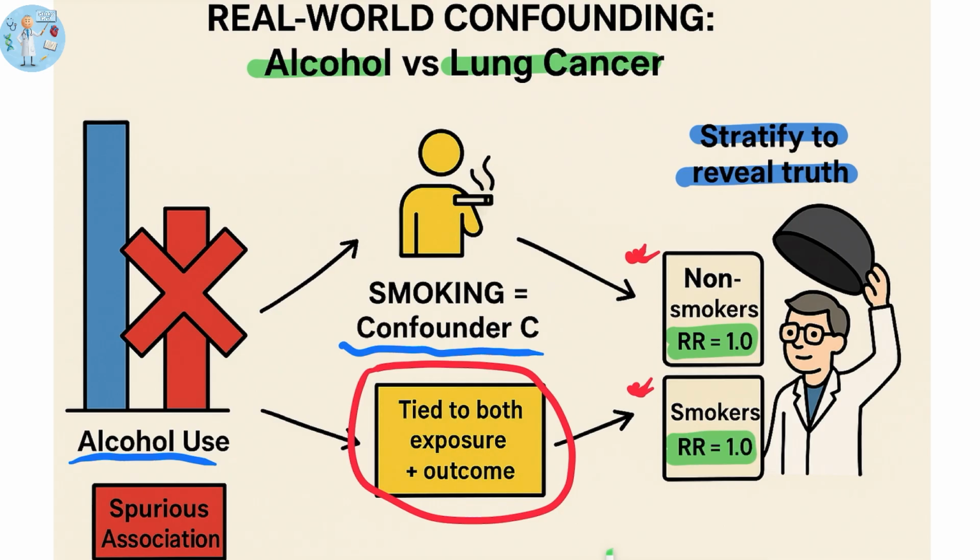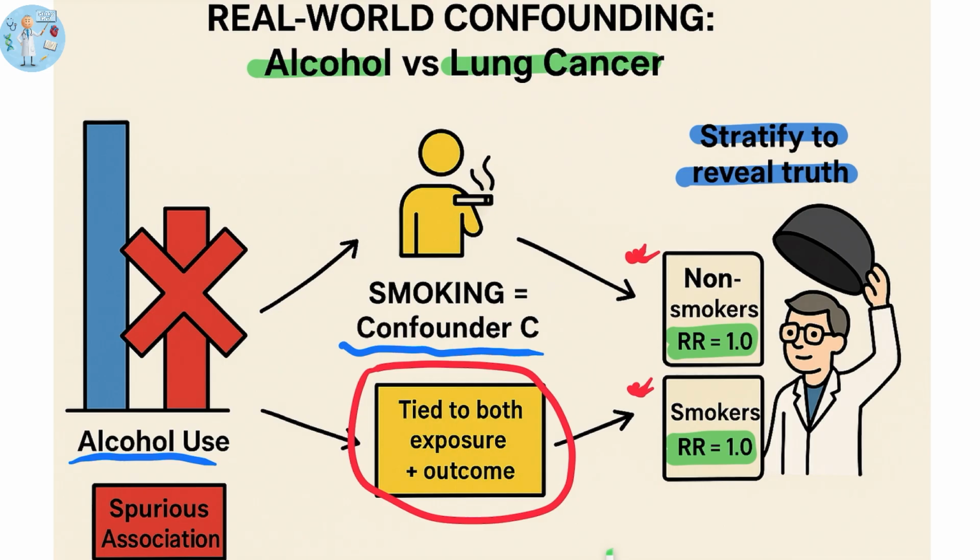Then we do the same thing in the smoker pile. Same result. The alcohol doesn't add any extra risk. So once you isolate the groups, the lie is exposed. The relationship just vanishes. It's gone. The conclusion becomes clear: alcohol doesn't cause lung cancer. Smoking was the confounder, making alcohol look guilty by association. We adjusted for the liar, and we found the truth.